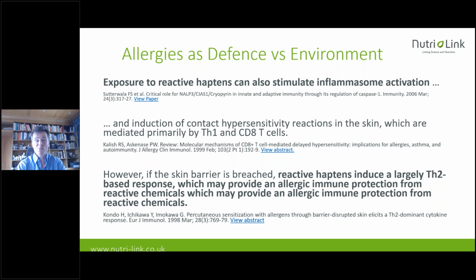So once the skin barrier is breached, these reactive haptens induce a Th2-based response, which basically leads to an allergic immune protection from these reactive chemicals, apparently to provide us some protection from these reactive chemicals. Of course, there are so many chemicals around now, and then our immune system gets overwhelmed, perhaps.